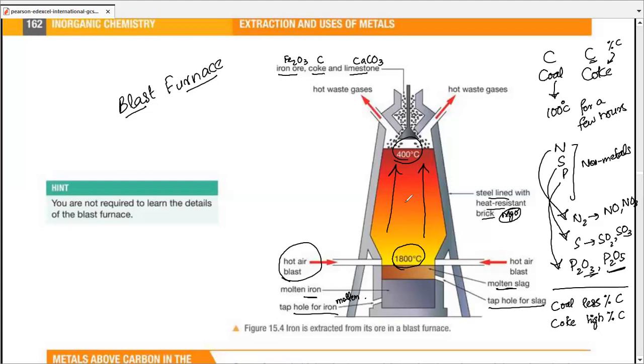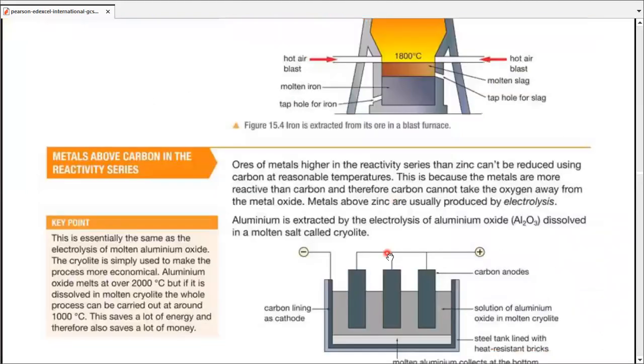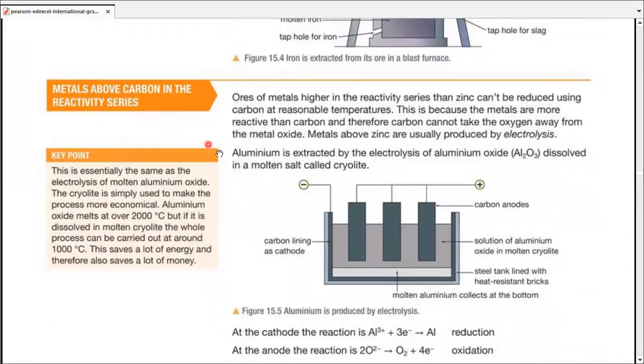Now let's discuss the other details. Metals above carbon in the reactivity series, let's say potassium, sodium, calcium, magnesium, and aluminum. As an example, we're going to pick aluminum, which is present mainly in the form of bauxite, the major ore of aluminum, as mentioned over here.